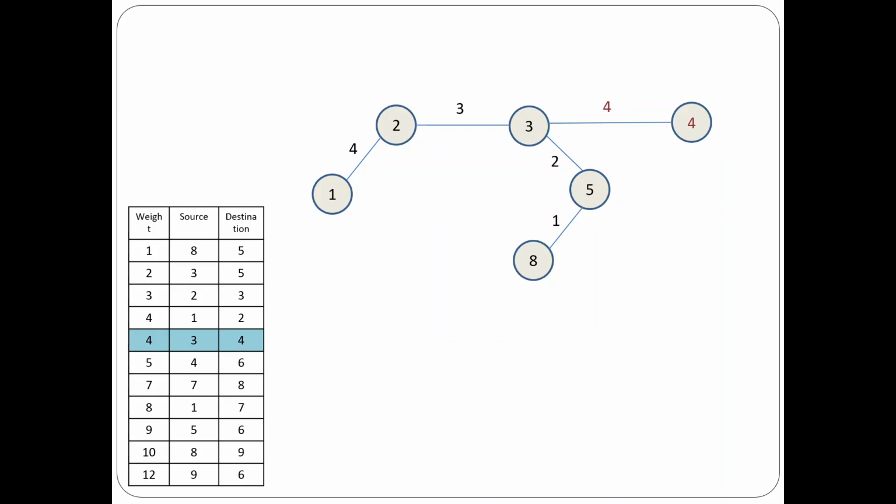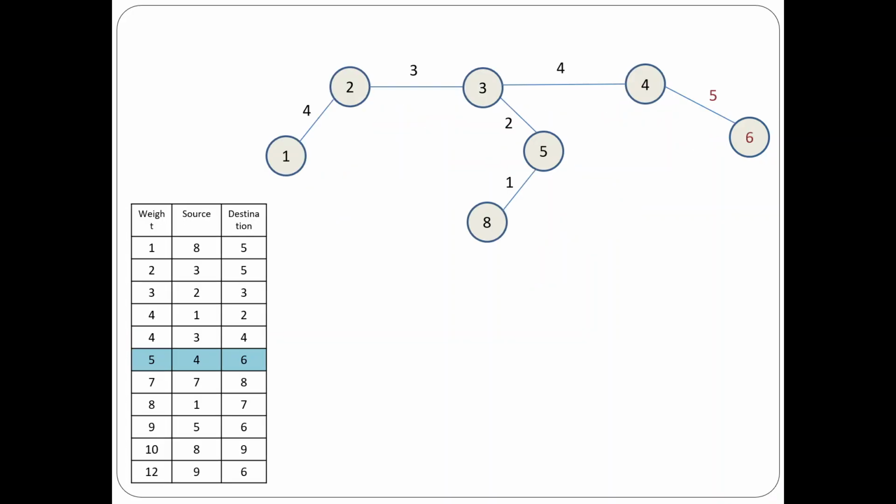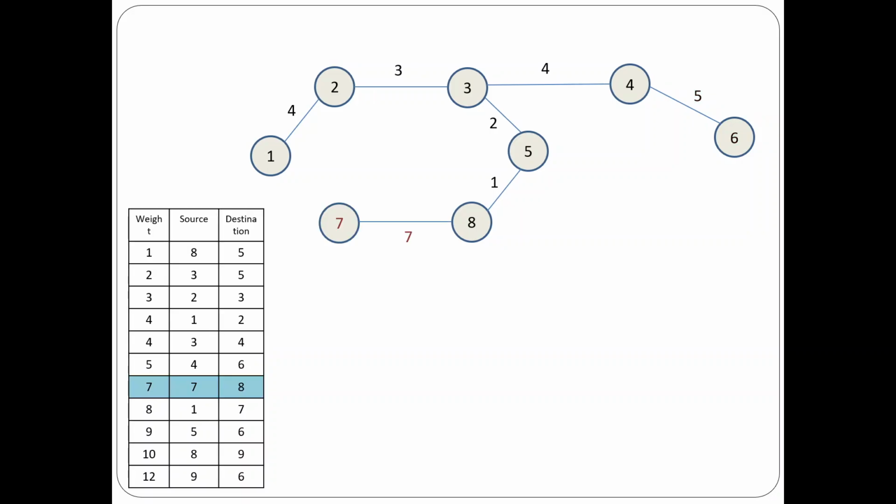What you can observe over here is that we are visiting all the vertices with a minimum number of weighted edges. Between 4 and 6, the weight value is 5. Between 7 and 8, the weight value is 7. Now comes the weight value 8, between 1 and 7.